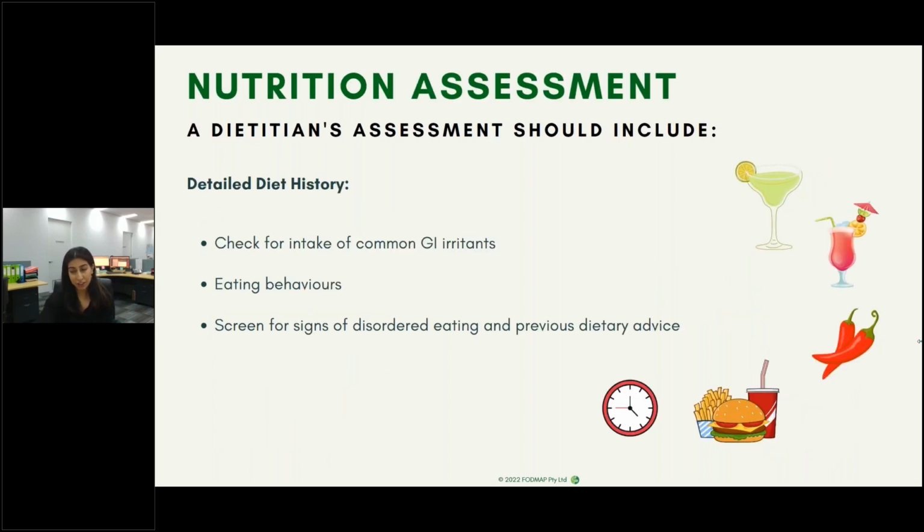In terms of the nutrition assessment, a dietitian's assessment should always include the following. Always checking for the intake of common GI irritants. These are things like excessive alcohol intake, spicy foods, high-fat foods. Also eating behaviours, is the individual regularly skipping meals, and also screening for signs of disordered eating and any previous advice that they may have been given by either another dietitian or any other health professional that may need to be taken into account while following the low FODMAP diet.